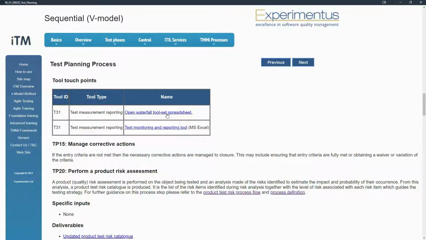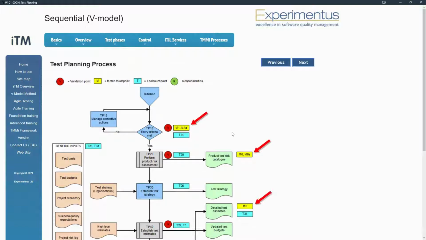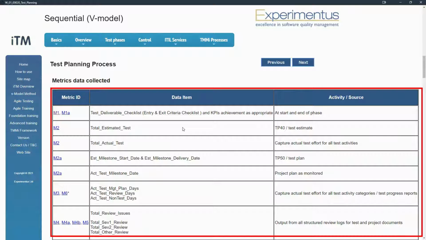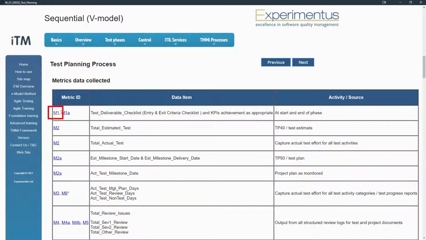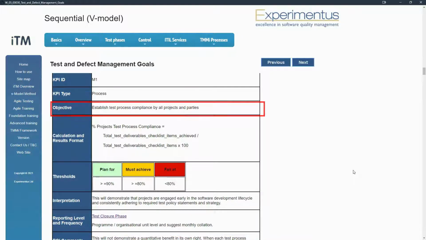There are also metric touchpoints, yellow rectangular boxes containing the identification numbers of the metrics collected or associated with a procedure or deliverable. Using TP10 as an example, selecting the metric touchpoint presents a table containing all metrics collected or used in this phase, test planning. From where can be selected individual metrics, say M1. Now, the full definition of this key performance indicator is displayed, including its objective, how it is calculated, and the defined thresholds, in other words, what levels are expected to be achieved.